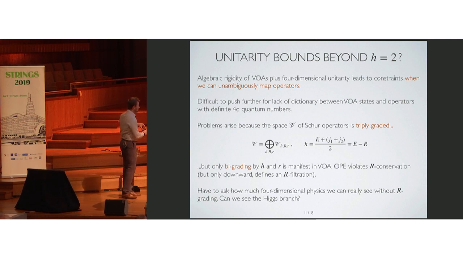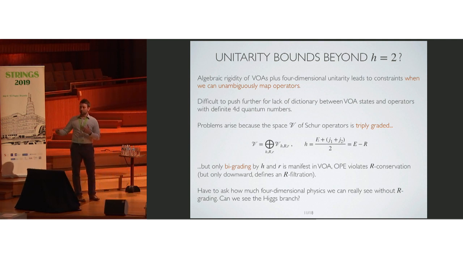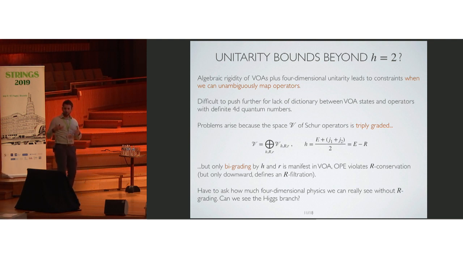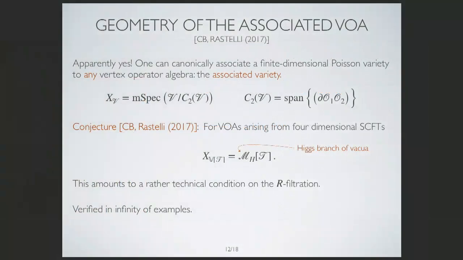So there's a general question that one should want to answer, which is: given a vertex algebra that's associated with some 4D theory, how much four-dimensional physics can I actually recover? A simple version of this question is, can I recover the Higgs branch, which is a basic invariant of a 4D N=2 SCFT, if I'm given the vertex algebra? And the answer to this is apparently yes, but it's non-trivially yes.